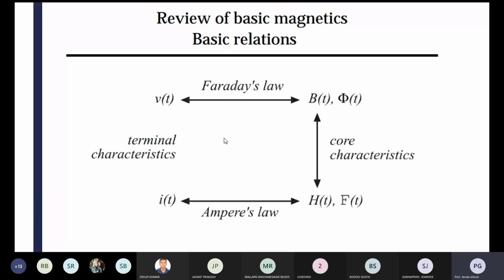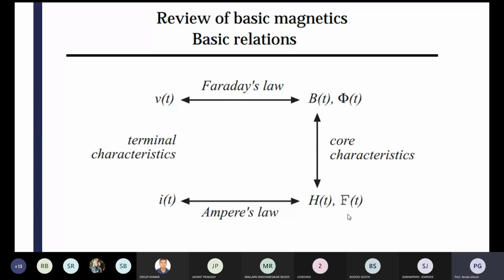So a very basic review of the magnetic basic relations. You know Faraday's law. B of t is the flux density, phi by A, flux per unit area. Phi of t is your lines of force, means flux lines.